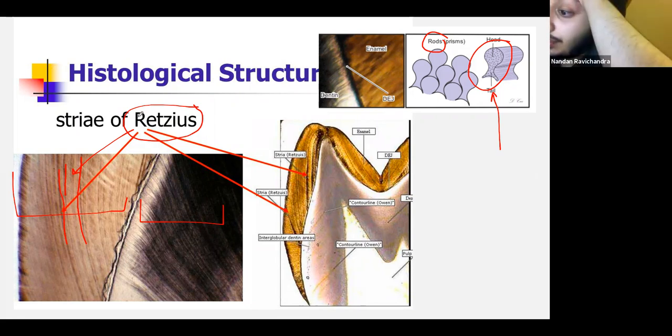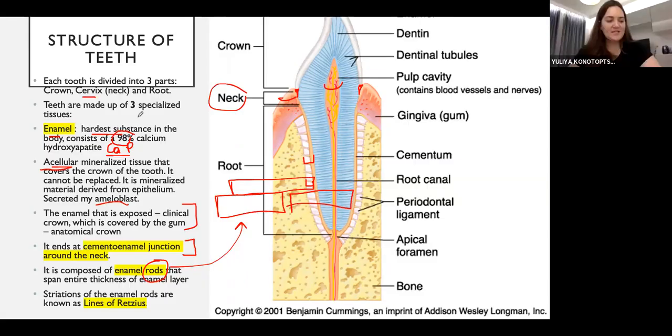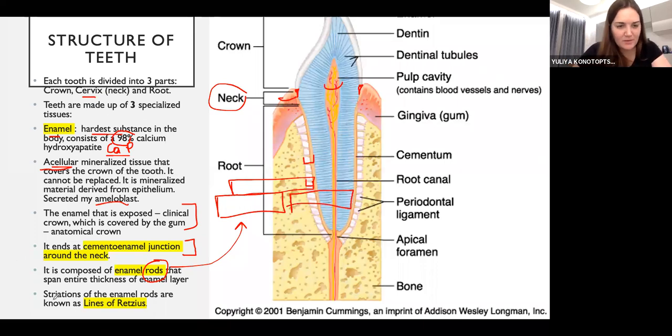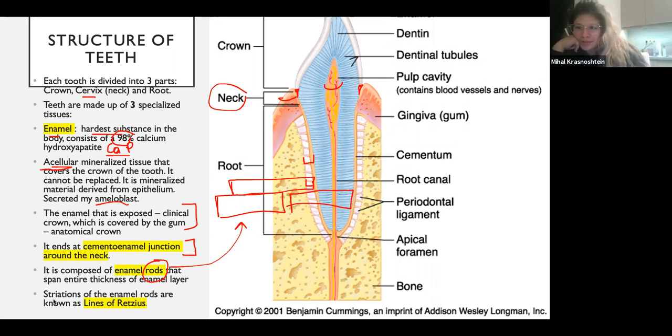Yeah. So let's do some questions. Who makes enamel? Ameloblasts. Where did ameloblasts come from? Ectoderm. Yes. So, when is ameloblast making enamel? During embryonic life. Perfect.